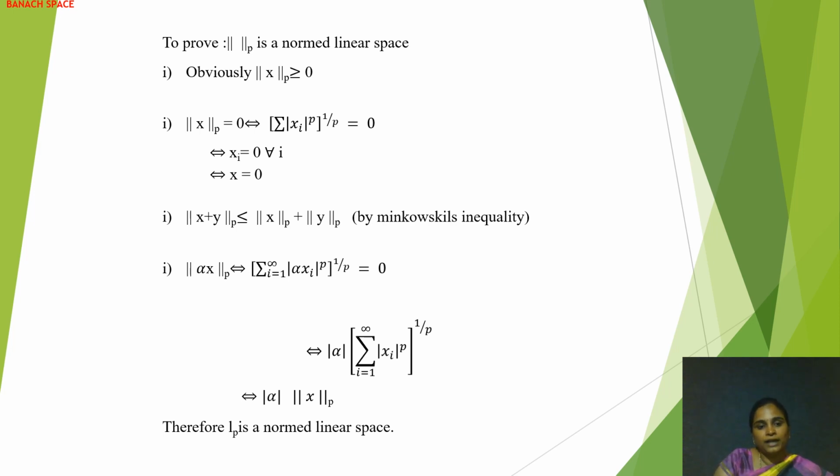And the fourth one, norm of alpha x in l^p is the sum over i from 1 to infinity of modulus of alpha x_i to the power of p, whole to the power of 1 by p. Alpha can be taken out, and the remaining you can keep inside. So it equals modulus of alpha times norm x in l^p. Therefore l^p is a normed linear space.